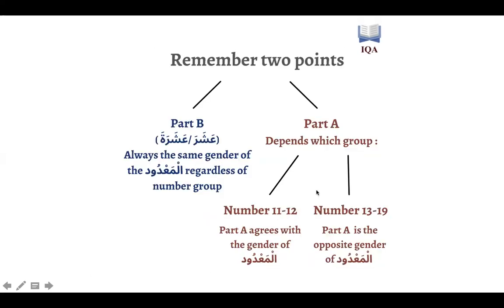On the other hand, part A, it depends which group. If it's part of numbers 11 and 12, part A agrees with the gender of the ma'dud as we covered. But if it's part of numbers 13 to 19, part A is the opposite gender of the ma'dud. So if you remember these 2 points, you should never make a mistake when it comes to numbers 11 till 19, inshallah. Part B always agrees. Part A, look at the group: 11 and 12, it agrees. 13 till 19 does not agree.